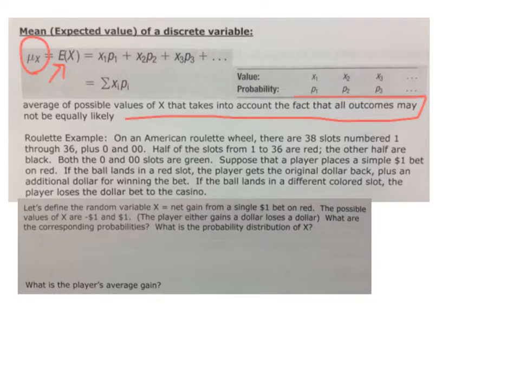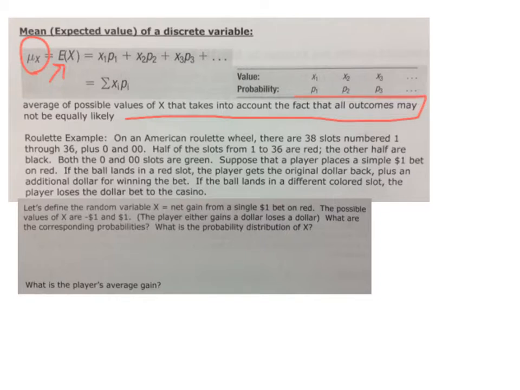So in this particular example, we're going to look at a roulette wheel. Some things that we need to keep in mind with the roulette wheel are that I have 38 slots on it, numbered 1 through 36, plus I have 0 and 00. Half the slots from 1 to 36 are red. The other half are black. The 0 and 00 slots are green.